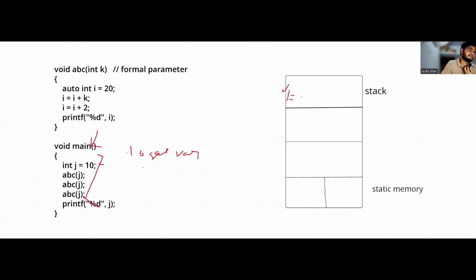Okay, and again what we are doing here, we have the ABC function and we are passing 10 as a parameter over here. So here we have the ABC function, and in this function we have k as a formal parameter, and again we have one auto variable, integer I is equal to 20. It is initialized. So again inside the stack we have one variable I is equal to 20.